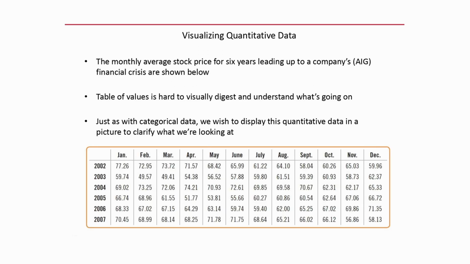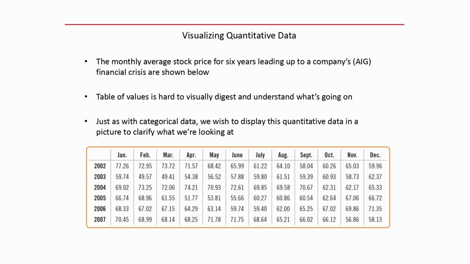To show you why we use visuals and numerical summaries when it comes to quantitative data, I want you to look at the table below. This table contains the average monthly stock price for the last 6 years before AGI had a little bit of a financial crisis. Now, at the end of every day, the price of the stock is recorded. So the prices in this table are the average across every month across these 6 years.